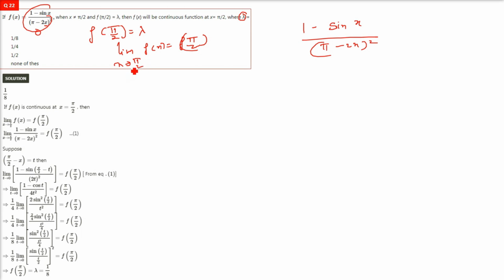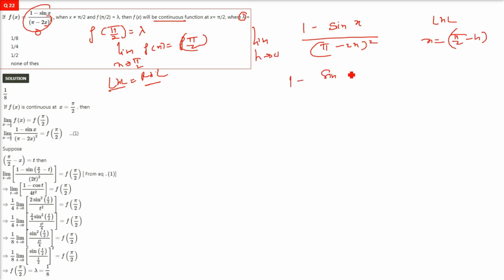Since the question is saying it is already continuous at x equals pi by 2, the left hand limit and right hand limit will be equal. So either you put x as pi by 2 minus h or x as pi by 2 plus h. It is up to you. Why I am saying this? Because the left hand limit and right hand limit we have been doing till now, they are already equal. So x equals pi by 2 minus h, you can also put pi by 2 plus h. So limit h tends to 0, x you have to put as pi by 2 minus h.